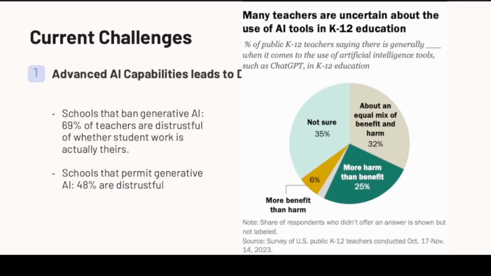For this reason, many teachers are concerned about AI in the classroom. You can see that 25% of teachers believe more harm than good is going to come from these tools. So there's a mixed reaction. And you can see on the left, at institutions that have tried to ban generative AI, over 2/3 of teachers are distrustful of whether student work is actually theirs. At schools where it's not banned, it's still almost half.